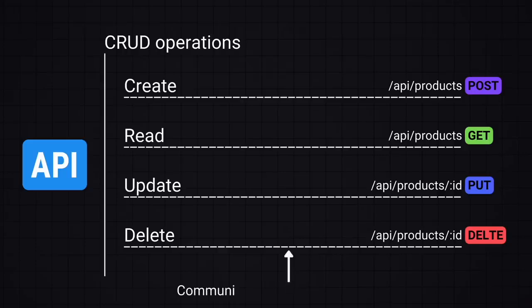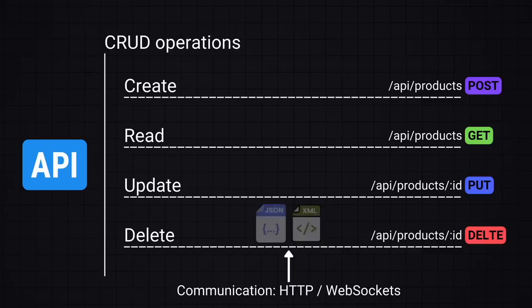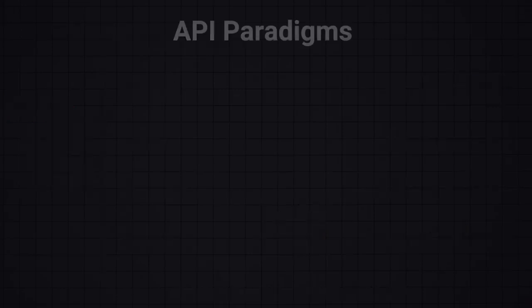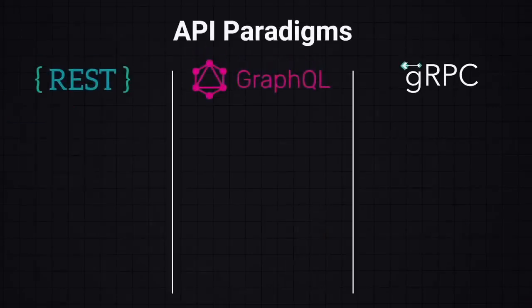Another part is to decide on the communication protocol that will be used, like HTTP, WebSockets or other protocols, and the data transport mechanism, which can be JSON, XML or protocol buffers. This is usually the case for RESTful APIs, but we also have GraphQL and gRPC paradigms. So APIs come in different paradigms, each with its own set of protocols and standards.